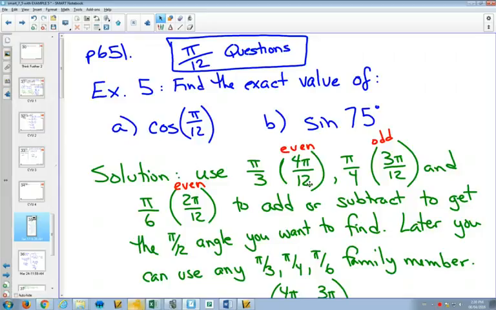The smallest angle you have on your pi plate is pi over 6. So the idea is we're going to use our pi plate values that we know, pi over 3, pi over 4, and pi over 6, and add or subtract them to see if we can get pi over 12. Can you figure out a way using pi over 3, pi over 4, and pi over 6, adding or subtracting, that would get you pi over 12? What's one way?